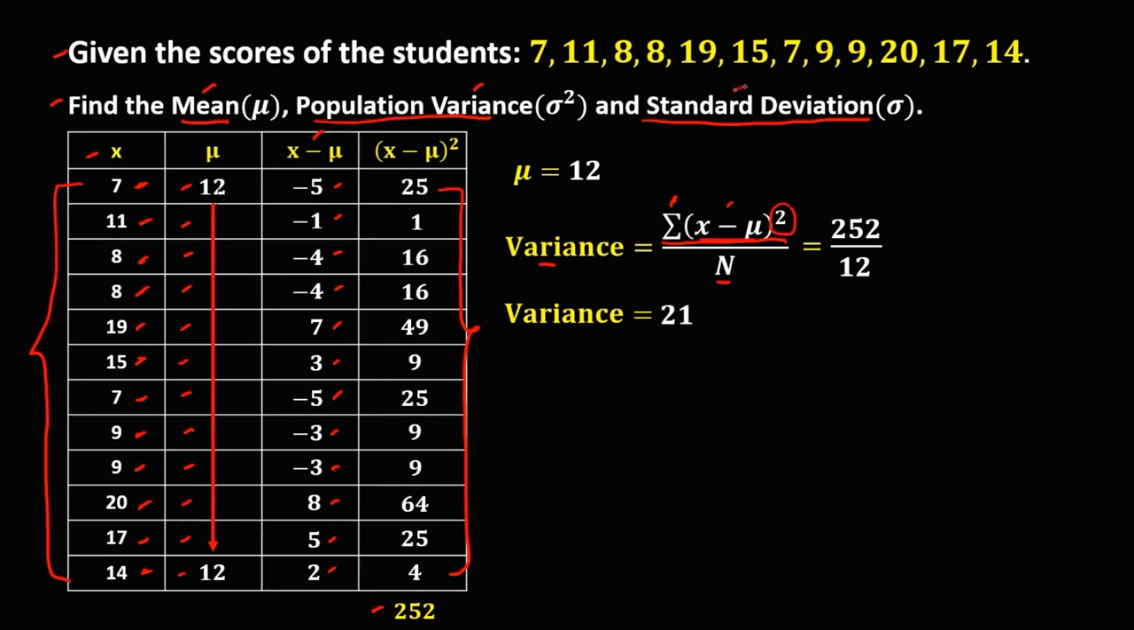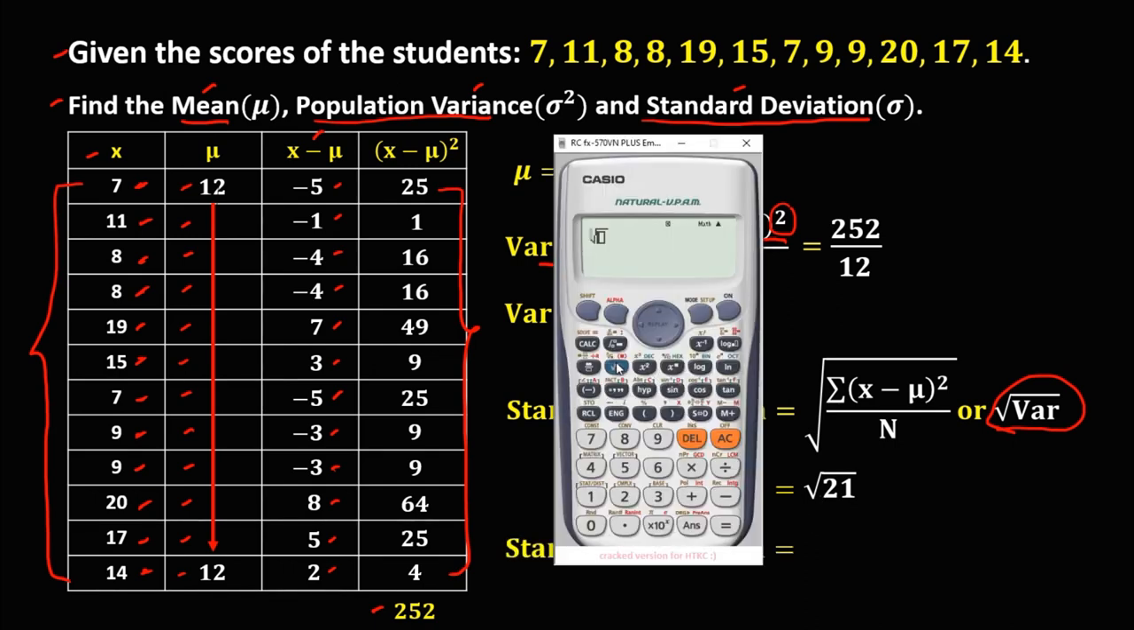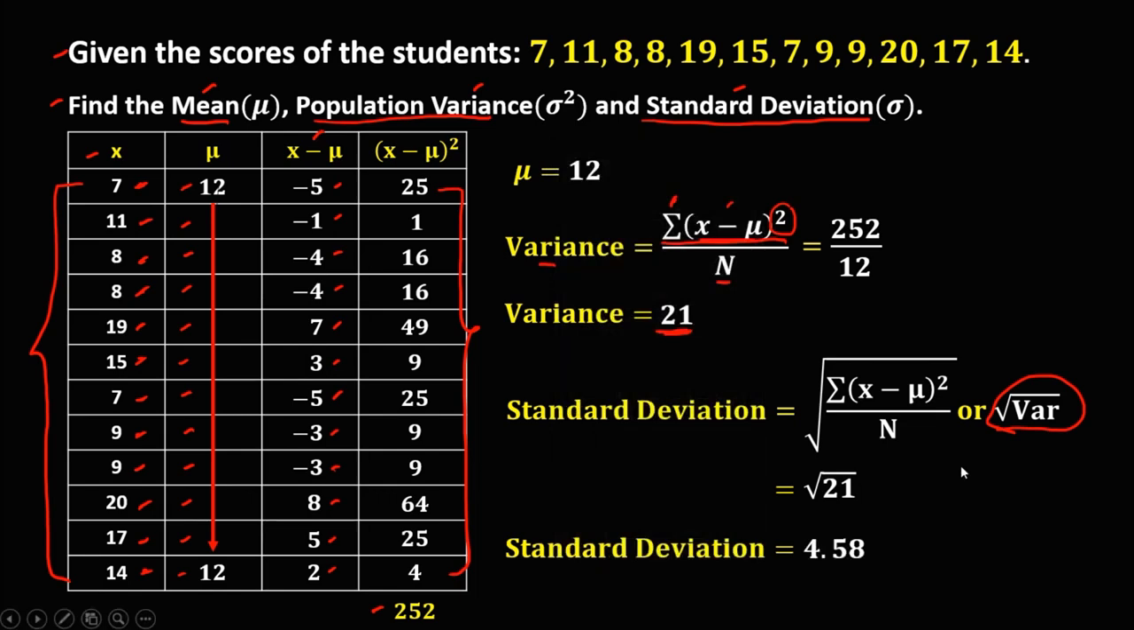Then for the standard deviation, you can solve the standard deviation by the square root of the variance. So for the standard deviation, that's the square root of 21 because the variance is 21. So we have square root of 21 equals 4.58. So the standard deviation is 4.58.